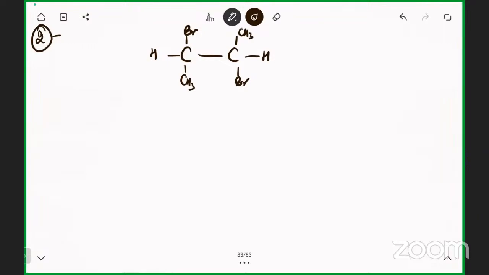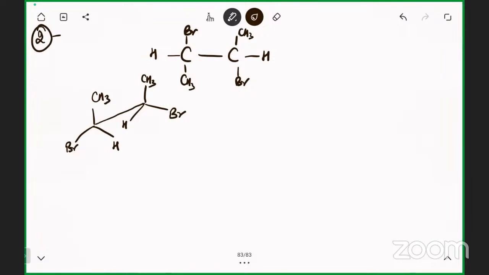See, I'll make the Sawhorse projection first. I'll make this Sawhorse eclipsed, and I'll make the Newman eclipsed. You'll make the Newman staggered and Sawhorse staggered. So just see. First a tilted line, then three. On the first carbon we will use CH3 here, Br here, and H here. On the second side, Br here, H here, and CH3 here.